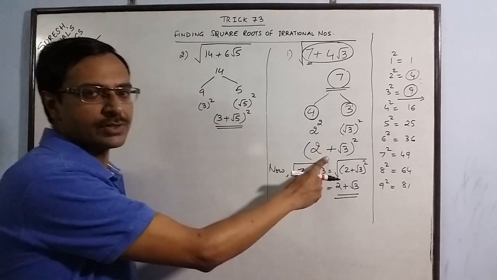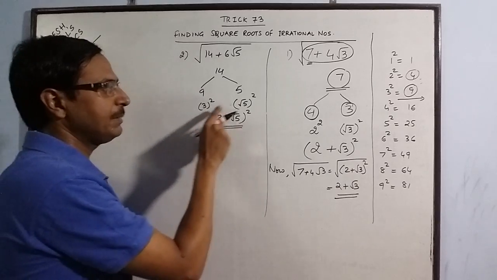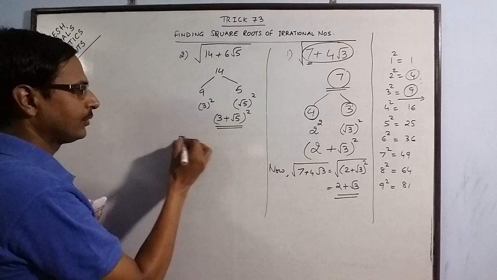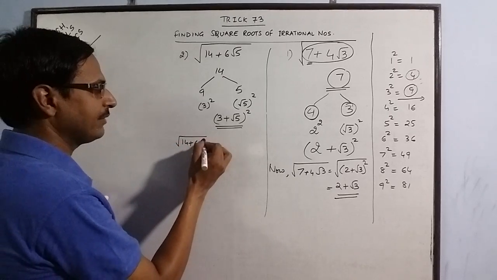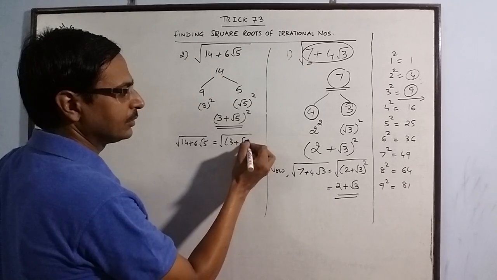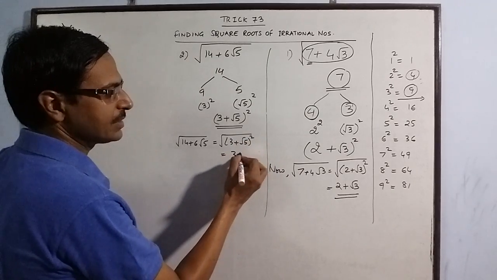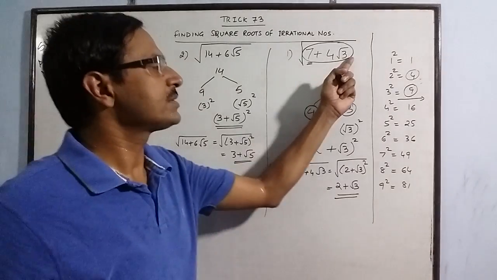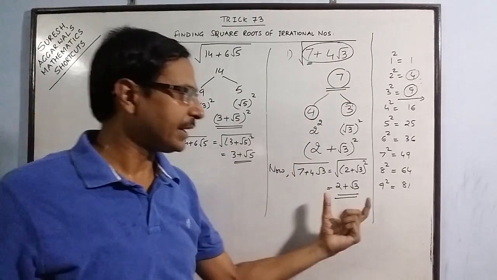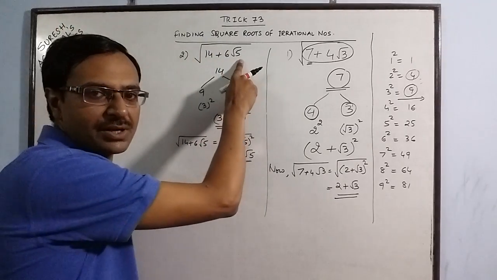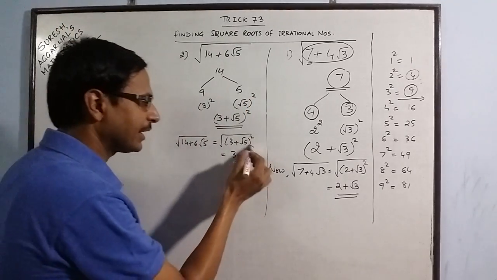Just as we arrived at 2 plus root 3 whole square, now we have arrived at 3 plus root 5 whole square. Now the square root of 14 plus 6 root 5 will be the square root of 3 plus root 5 whole square. So the answer is 3 plus root 5. Notice that all the irrational numbers, their square root is again an irrational number. Here also 14 plus 6 root 5 is irrational. The square root of that number is again irrational.